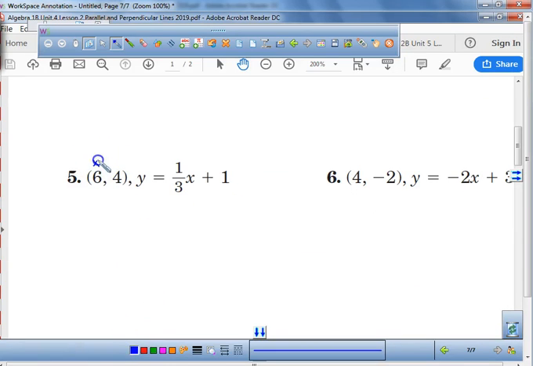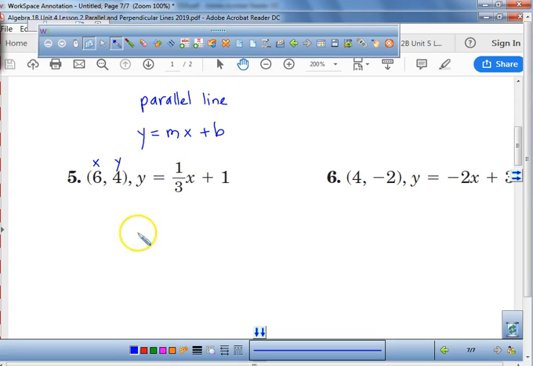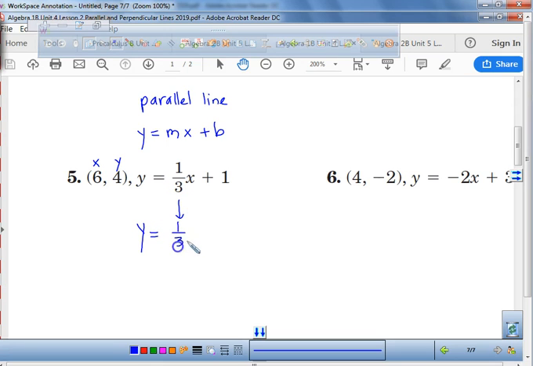What's my x value? 6. My y value is 4. Y equals mx plus b. What are we once again searching for? We're searching for a parallel line that goes through what point? That point right there. So tell me something you know for certain about the blue line that I'm going to be finding. The same what? So I'm going to put 1/3 x, but what are we going to be solving for? The b value. So write that down.